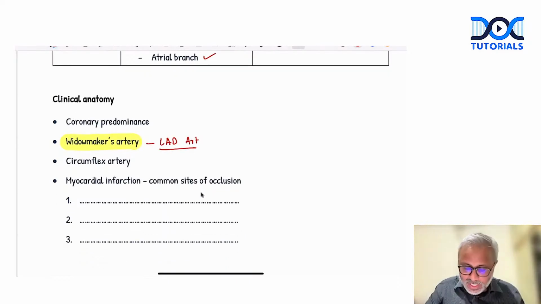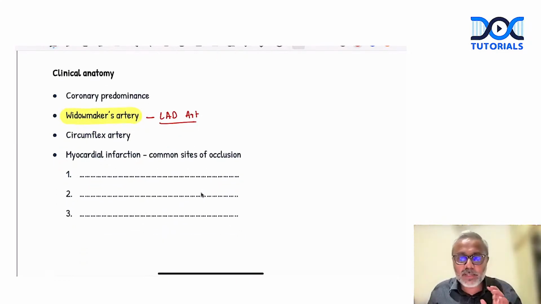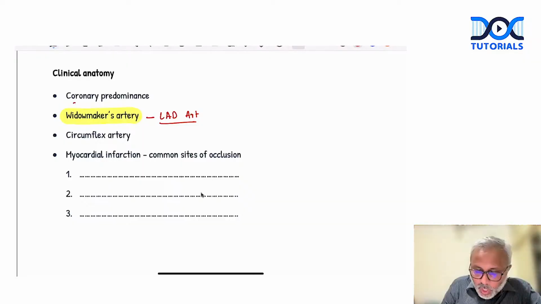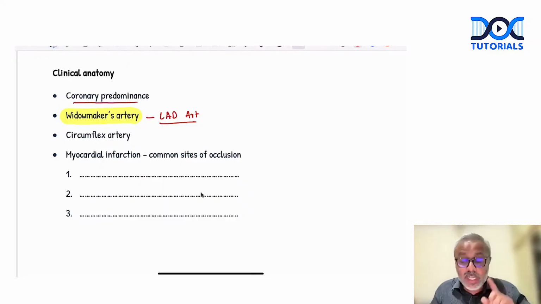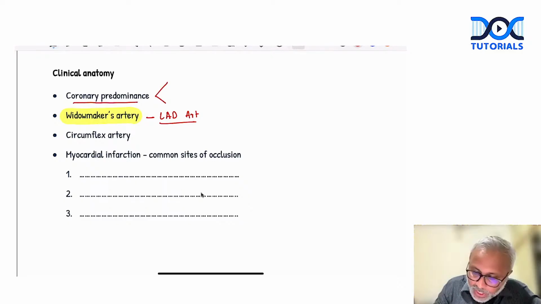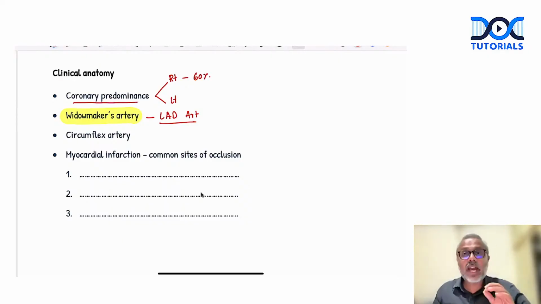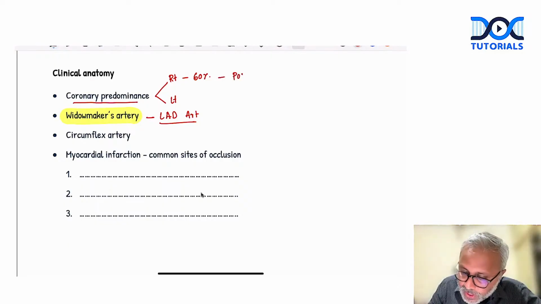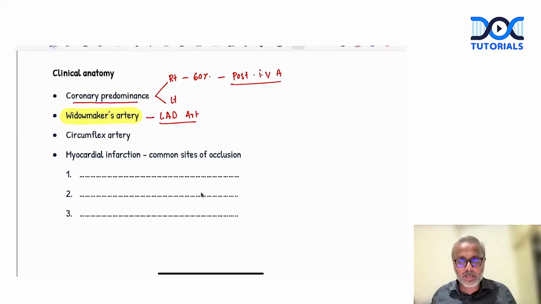But before that, a few words on the clinical anatomy of the coronary arteries. First, what do we mean by coronary predominance? In coronary predominance, we have two types. One is right coronary predominance and the other is left coronary predominance. In 60% of us, we have right coronary predominance, which means the posterior interventricular artery is a branch of the right coronary artery. If it comes from the left coronary artery, we call it left coronary predominance or left coronary dominance.